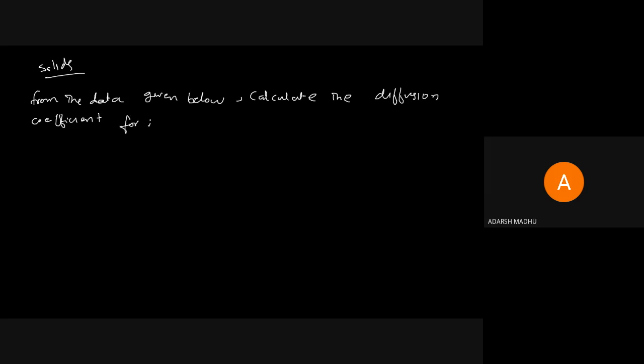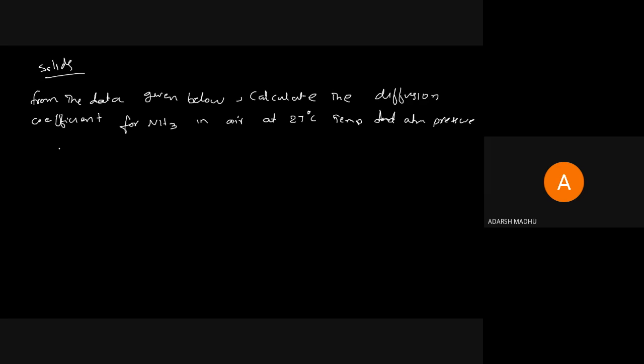From the data given below, calculate the diffusion coefficient for NH3 in air. The diffusion of NH3 in air at 27 degrees Celsius temperature and atmospheric pressure. So you want to find out the diffusion coefficient of NH3 which is diffusing in air at 27 degrees Celsius. Okay.